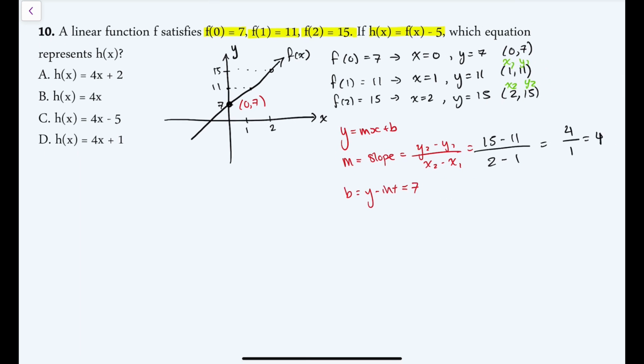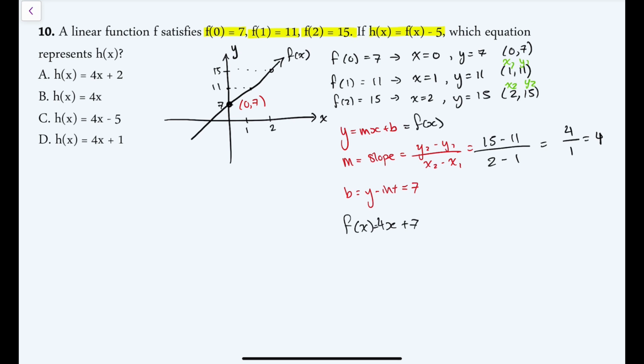So we can come up with an equation to represent f of x to be 4x plus 7. Okay? Remember that this is just equal to f of x.